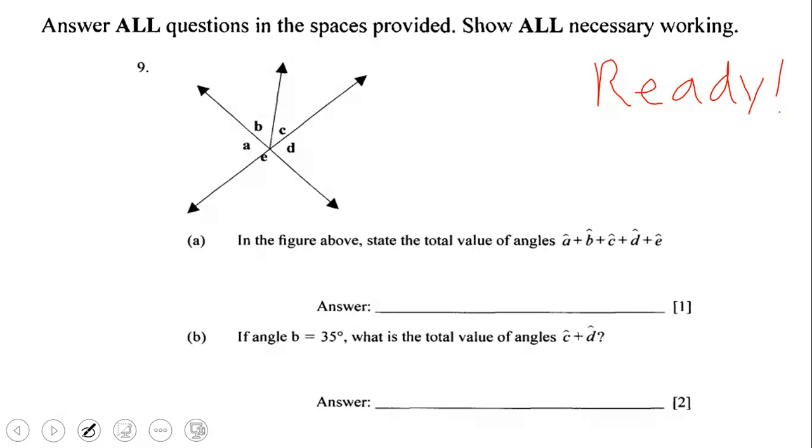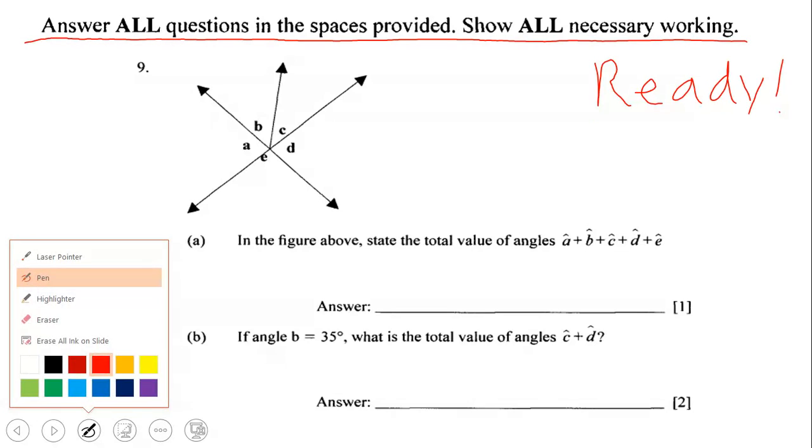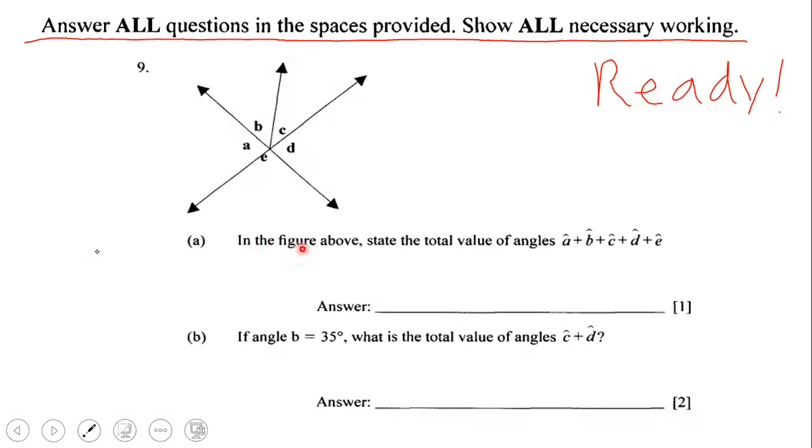We begin by reading the instructions, and the instruction states the following. Answer all questions in the spaces provided. Show all necessary working. Question 9a states the following: in the figure above, state the total value of angles A plus B plus C plus D plus E. Question 9b states, if angle B equals 35, what is the total value of angles C plus D?